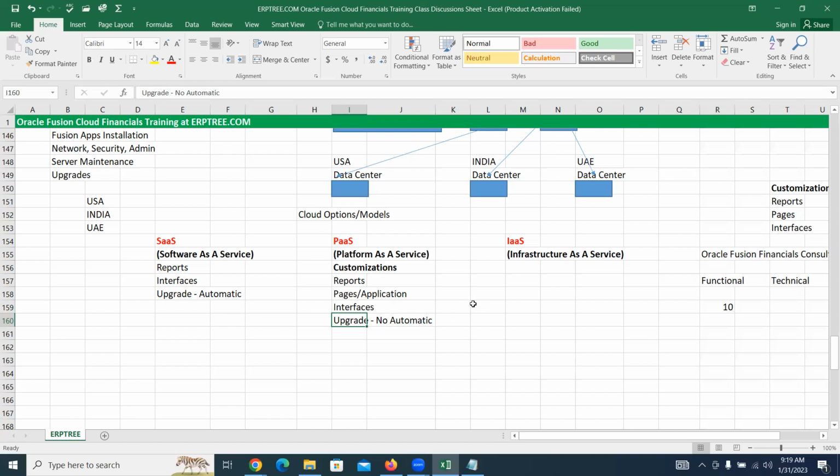And IaaS, it's a storage space. You can buy the storage space. Say you want to save some data in your laptop.